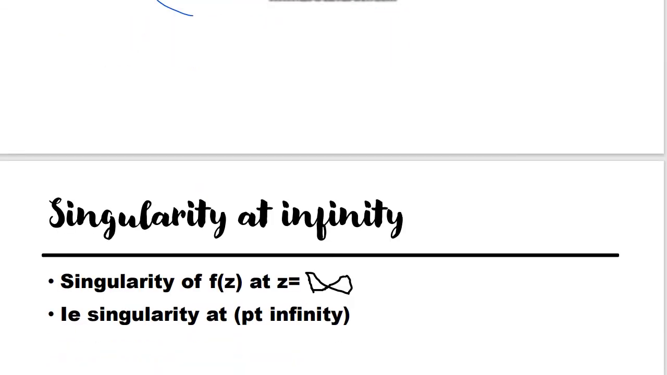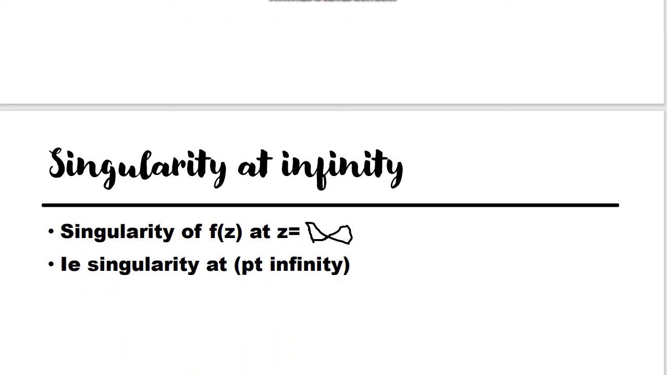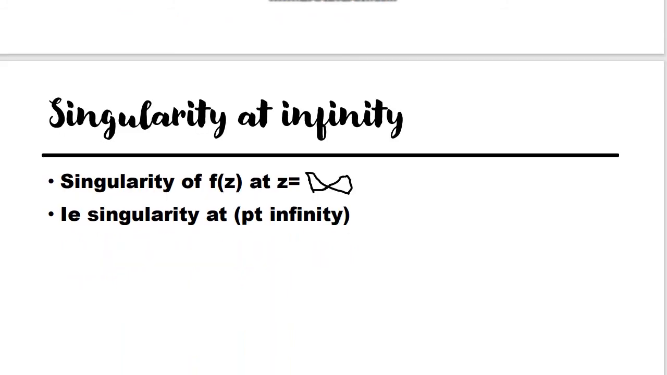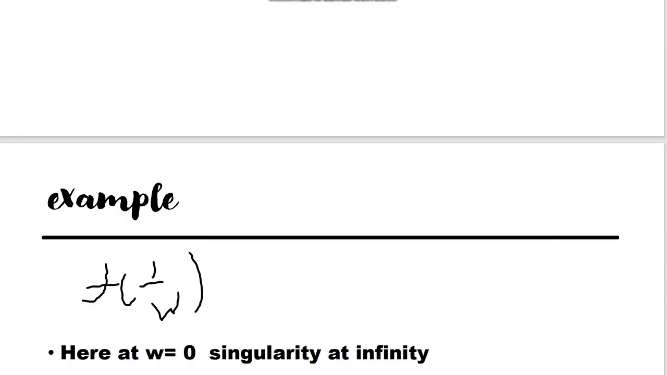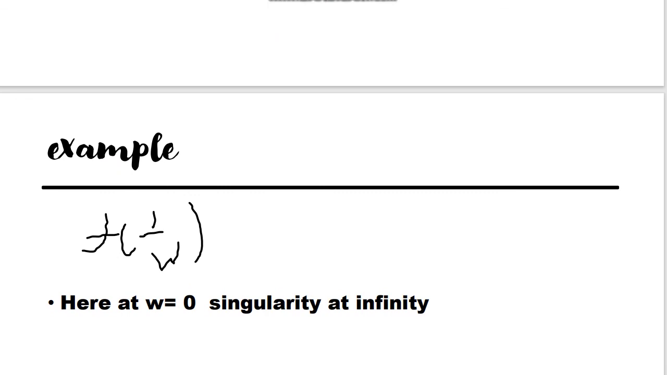Moving on to the last type of singularity, that is singularity at infinity. As the name suggests, a singularity which exists at the infinity point. When z is equal to infinity and there is any singularity, that singularity is called a singularity at infinity. Let us see this also by example. Let a function f(z) be f(1 by w). So at w equal to 0, this function turns to be infinity. Therefore, w equal to 0 is known as a singularity at infinity.